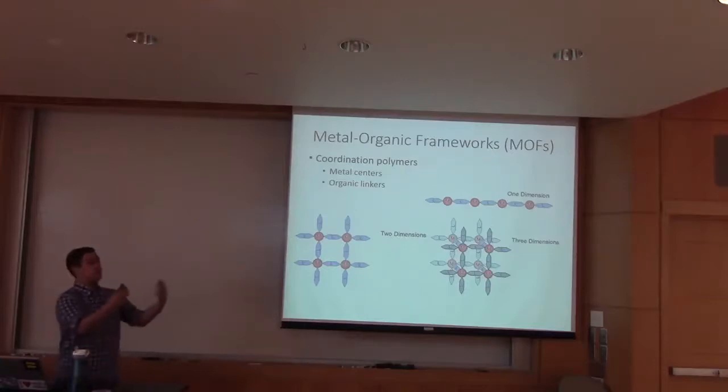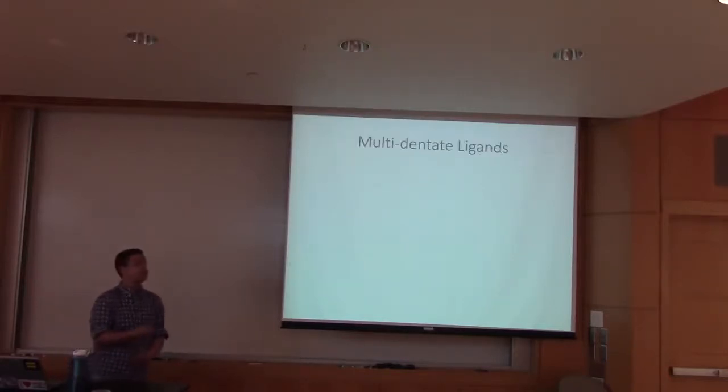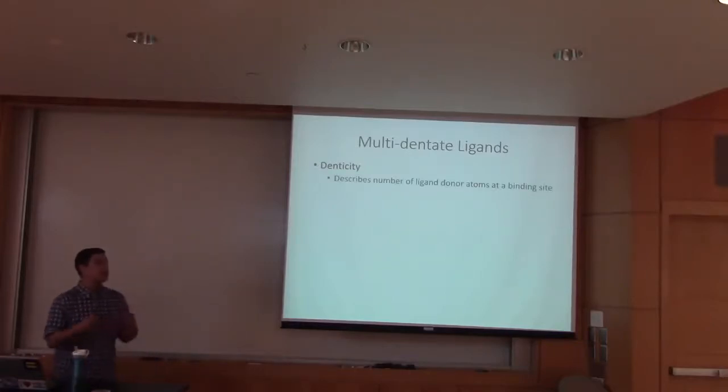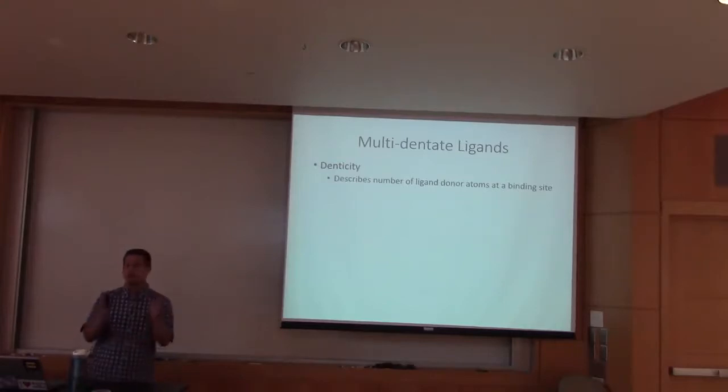So now that we've got that kind of concept down for MOFs, let's talk about some of the terminology that we need to talk about in terms of building up MOFs. So the first one would be talking about denticity. And denticity comes from the Latin word dentis, which means tooth. So this describes the number of ligand donor atoms at a binding site that can bite on to a metal. So they can kind of grab onto that metal.